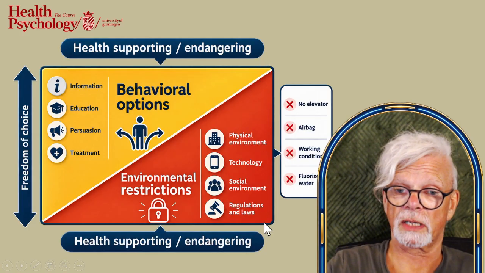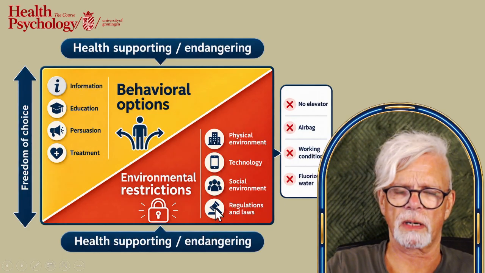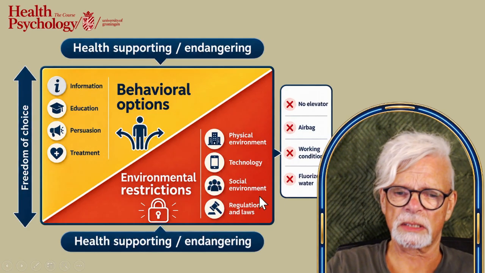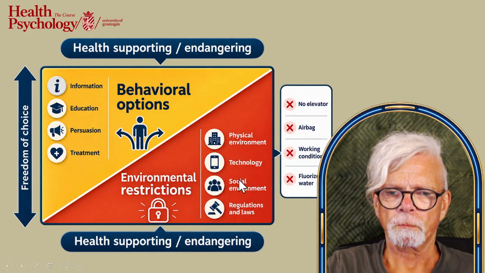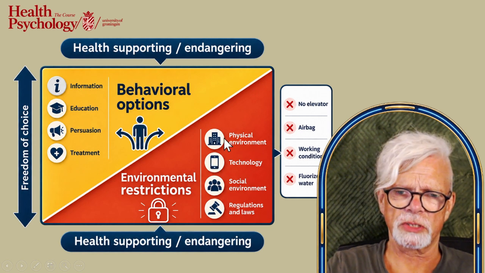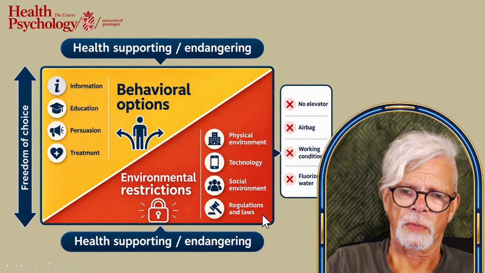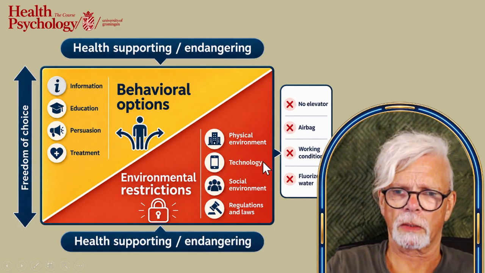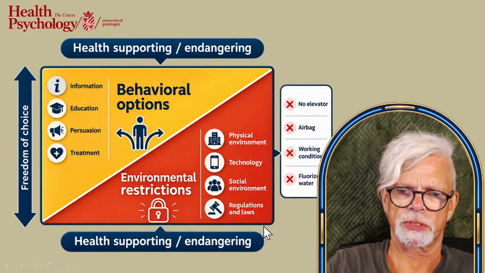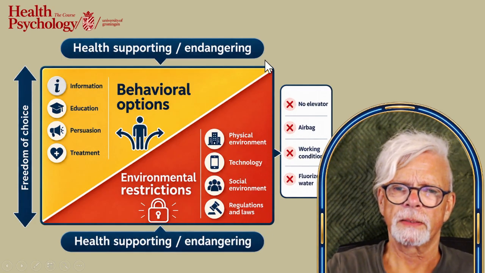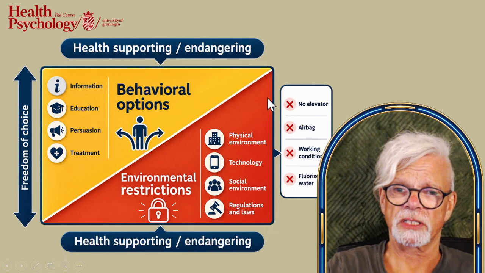On the other hand, there is an environment where the government might decide to make a lot of regulations and laws. You can't smoke here, alcohol we're going to make even more expensive, and so on. And we have certain technologies, and we're going to change the physical environment so there are no stairs. So government or other societal organizations can choose to completely design a society in which there is little choice.